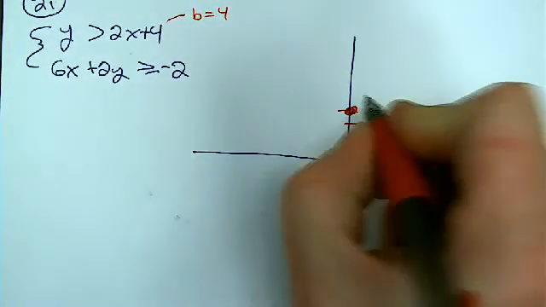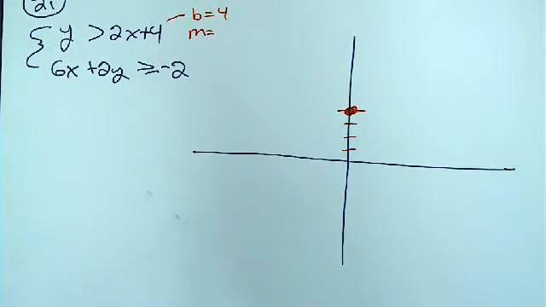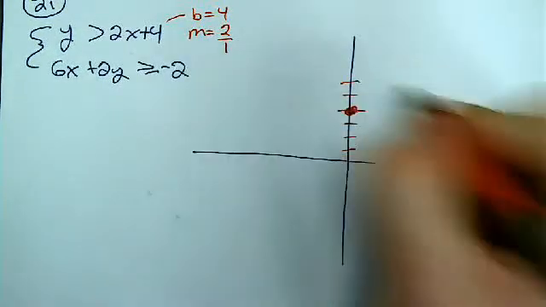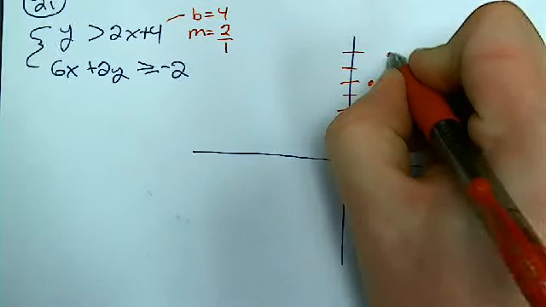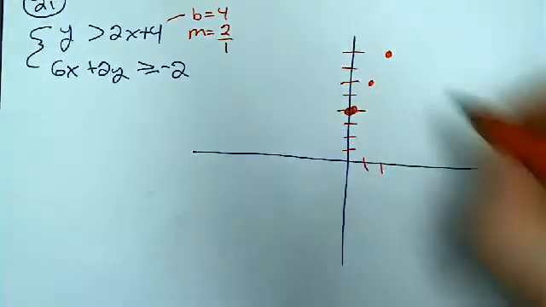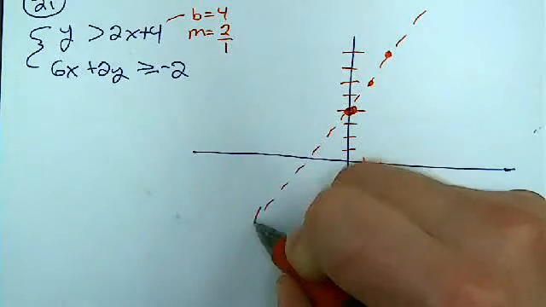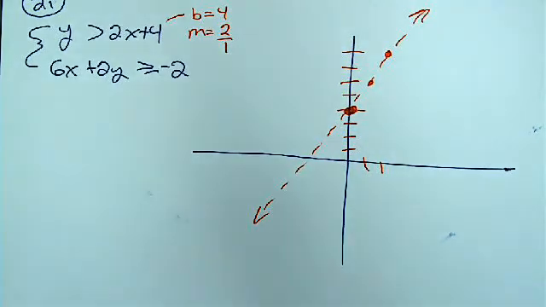Hey, Tony, what's my slope going to be? 2. Can you say there's a fraction? 2 over 1. So I go up 2 over 1. Up 2 more. And there we go. I'm not going to do anything else yet. Let's just leave that there on the page.